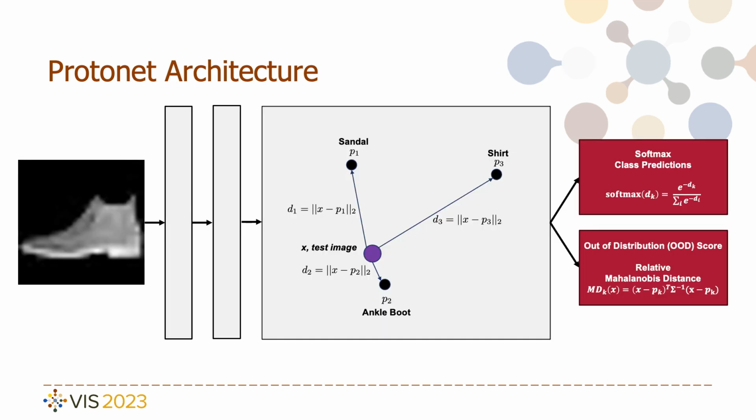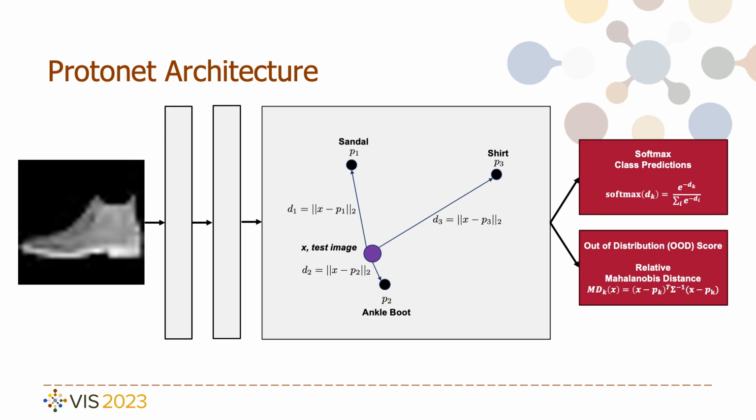We extended this architecture to provide extra uncertainty quantification context. In addition to outputting calibrated class probabilities, we also output an out-of-distribution or OOD score. The class probabilities are calculated as the softmax of the input's distance from various prototypes, and basically the closer an input is to a prototype, the more likely the model thinks it belongs to that class. So here the input image lands closest to the ankle boot prototype, so the model will think that it is most likely an ankle boot, less likely a sandal, and least likely a shirt.